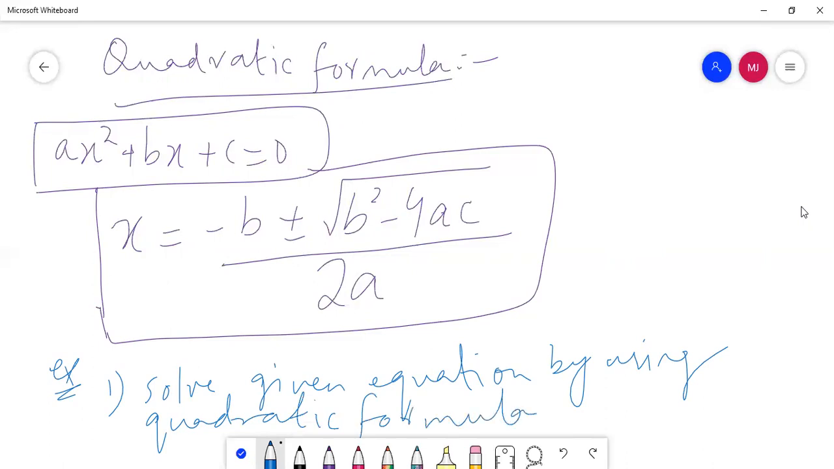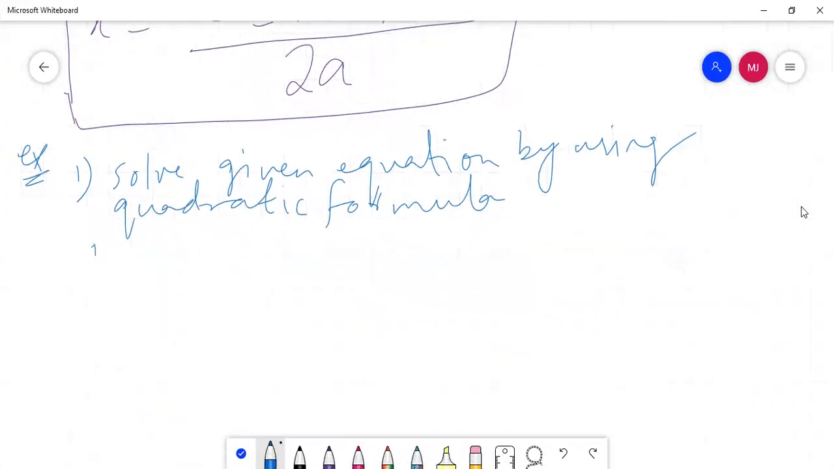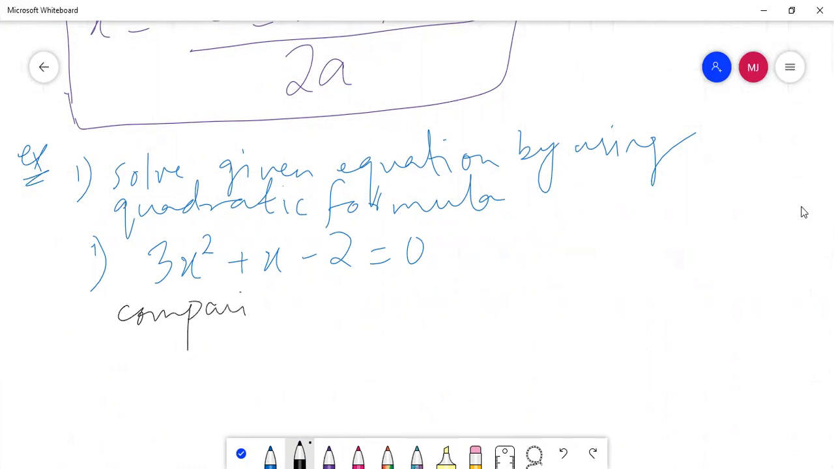And what is the equation? The equation is 3x square plus x minus 2 is equal to 0. So that is simple. What I will do in the first place, I will compare it with ax square plus bx plus c is equal to 0 to know the values of a, b and c.